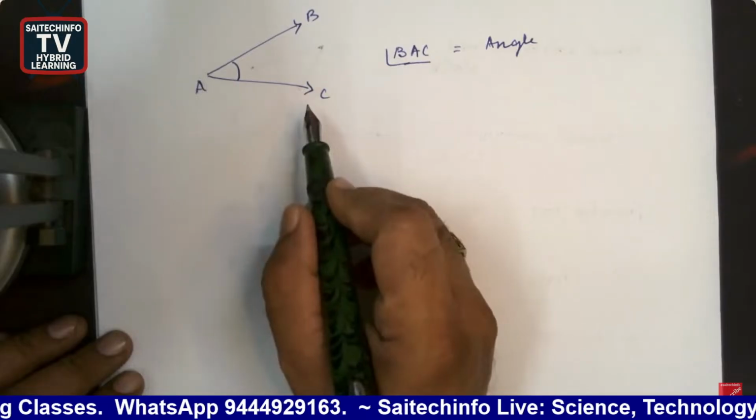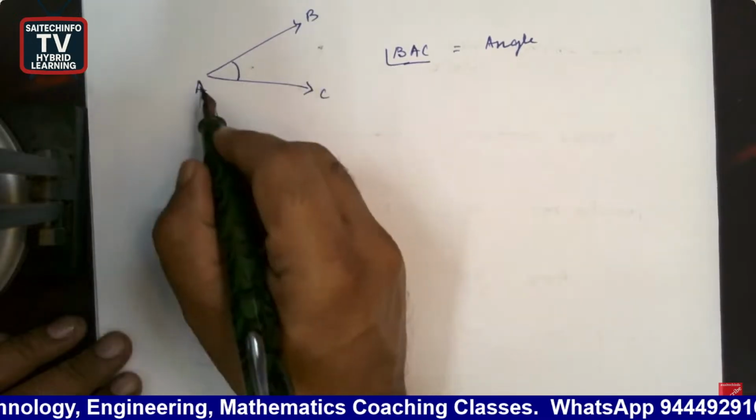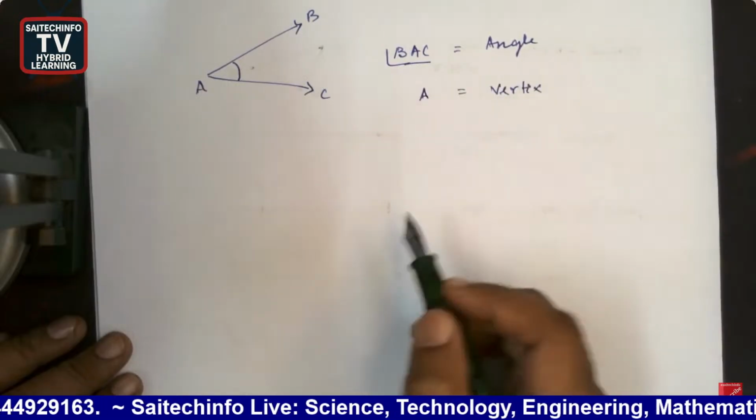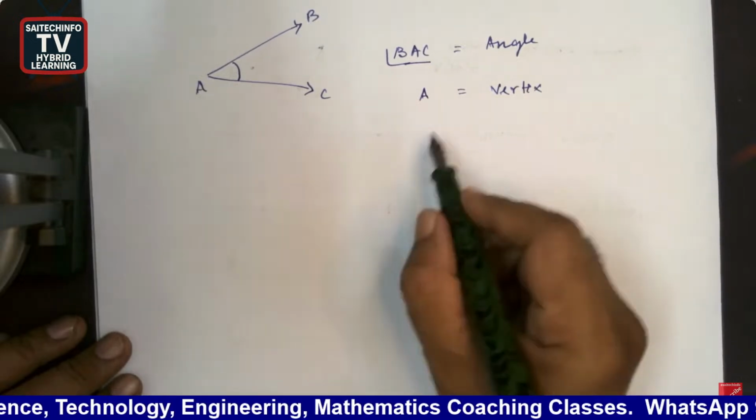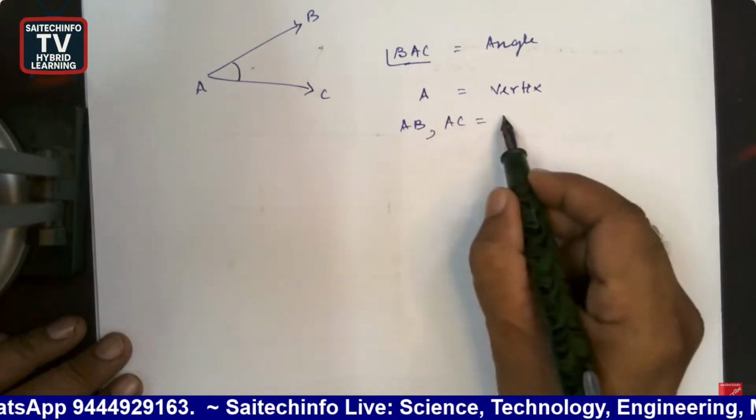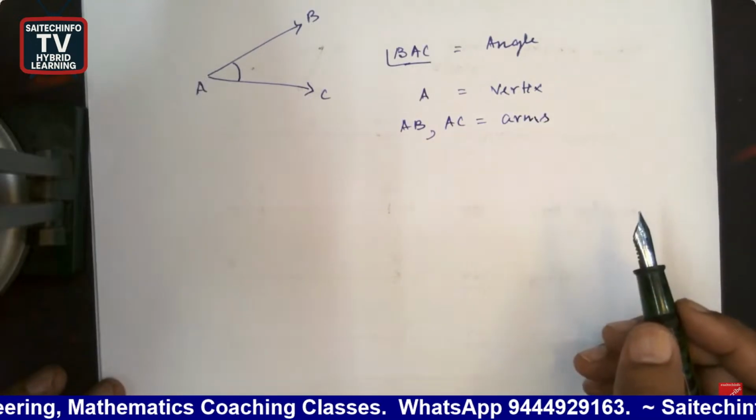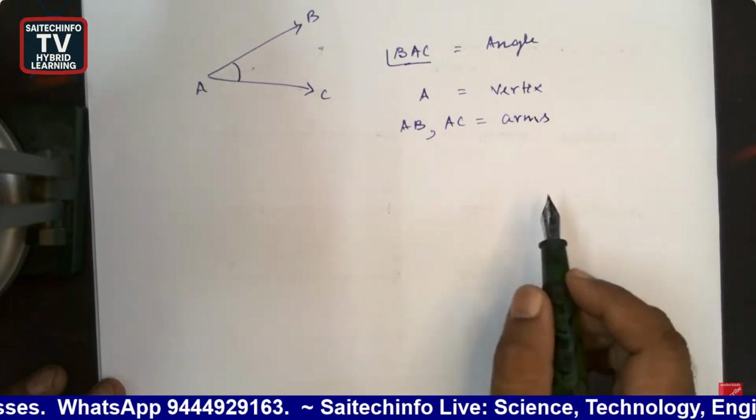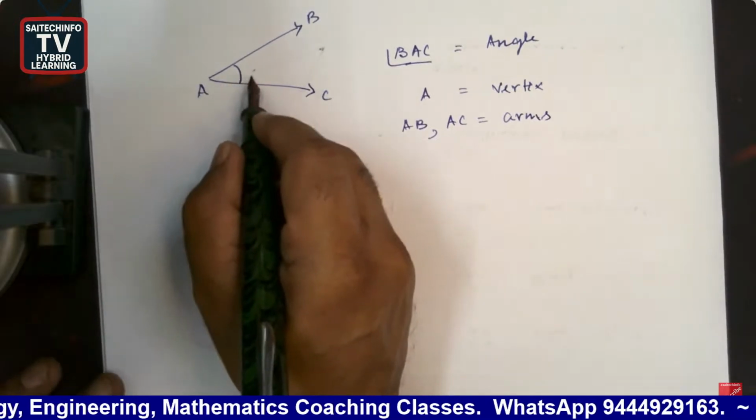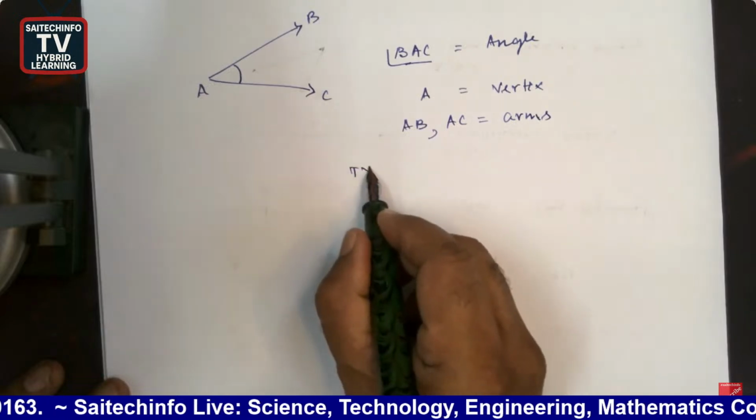Which is the endpoint here? A is the common point, and this can also be called, in an angle, the vertex. So A is the vertex. Take down. And what about AB and AC? They are called arms of the angle. So based on the measure of angle, we can classify the angle; let us call it types of angle.